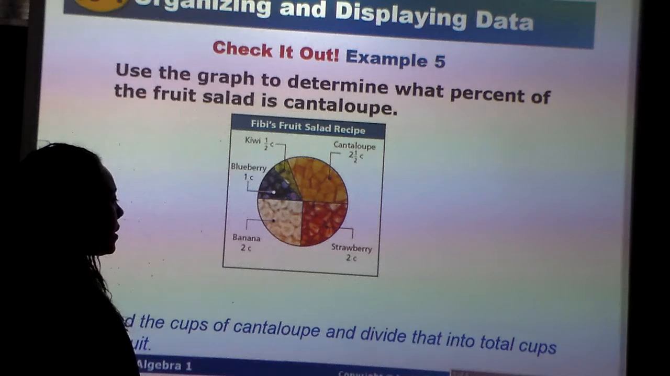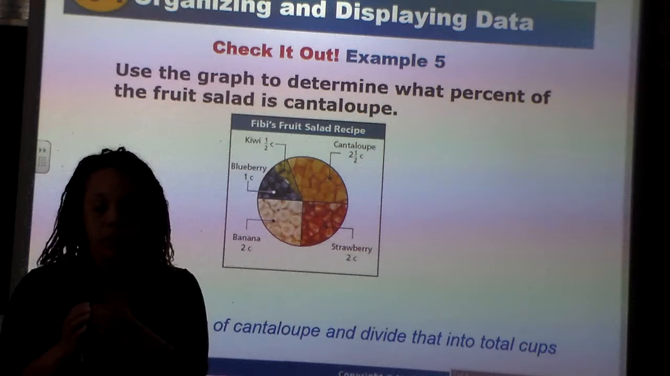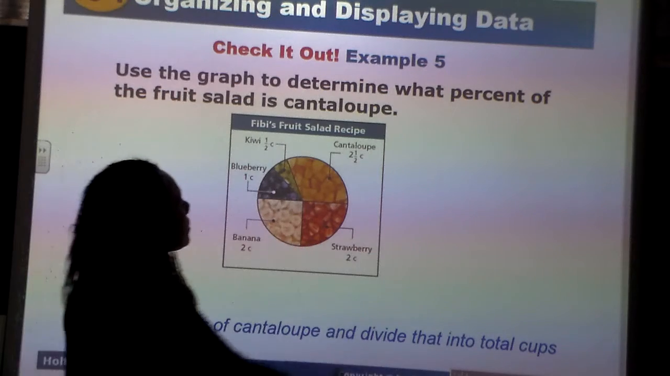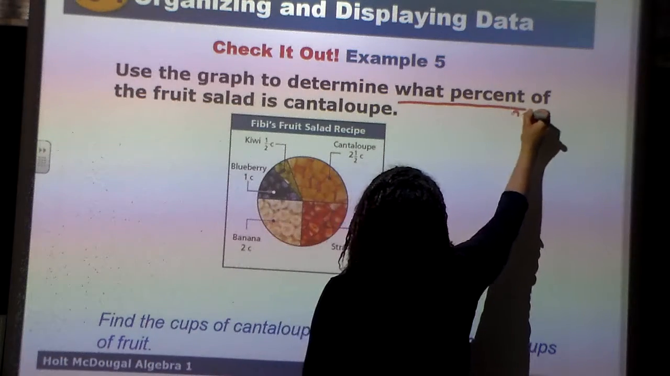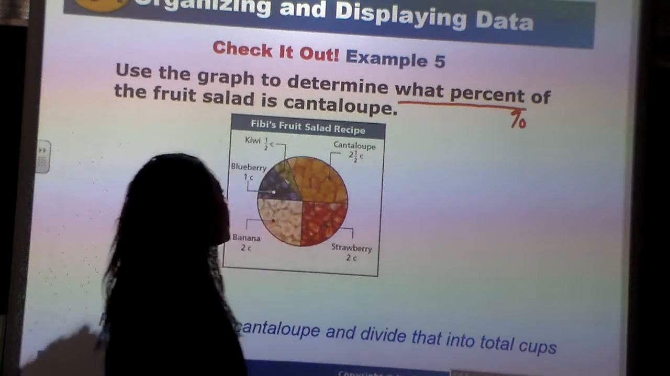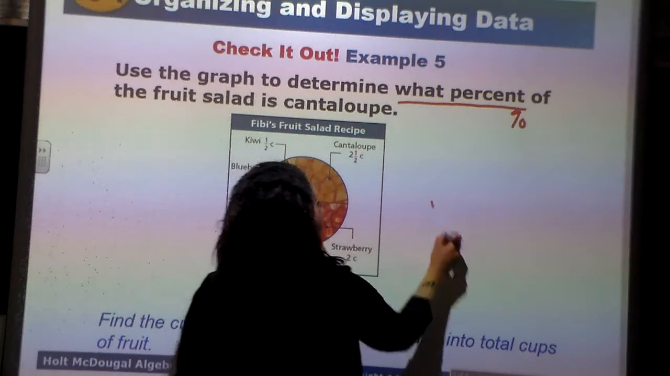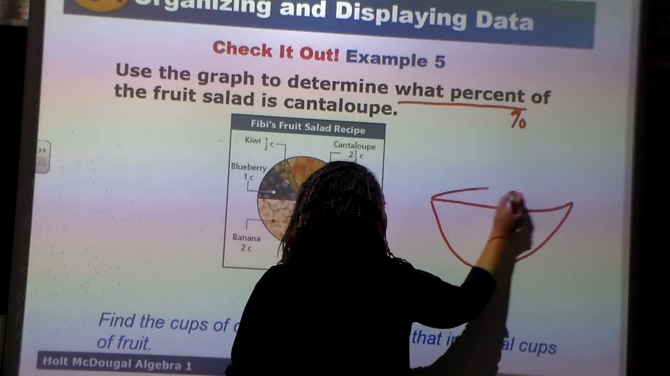Okay. This one is going to require a little bit of math, and oftentimes when you're comparing something to a whole, you're going to have to come up with a ratio. So it says use the graph to determine what percent, so we're looking for a percent answer, of the fruit salad is cantaloupe.